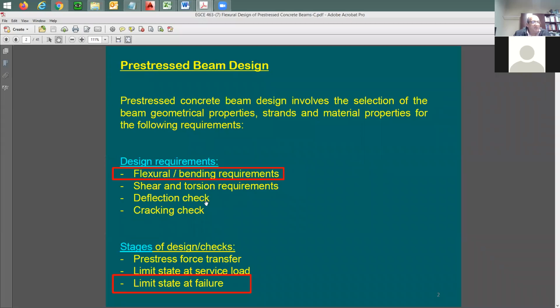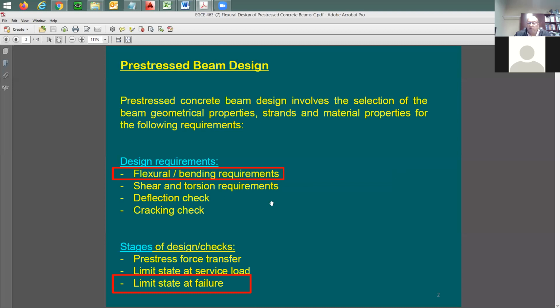So we said that we have certain design requirements, and then we put them as flexural or bending requirements, like strength requirements, if you like. This is going to be the typical check that we usually see in any concrete design, whether it's going to be pre-stressed or non-pre-stressed, like conventional concrete design, exactly the same checks. So the requirements, for example, flexure or bending: you want to be sure that you have enough strength for the demand.